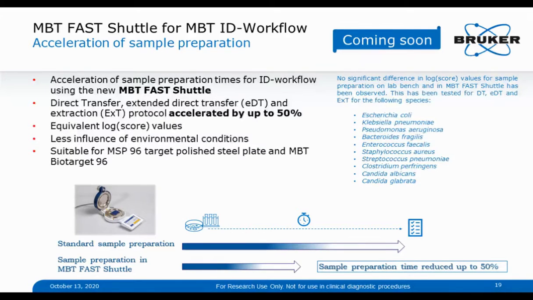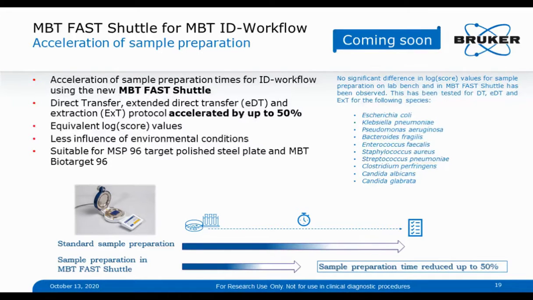As already mentioned, this shuttle will not be only applicable for MBT FAST AST, but also for other workflows. And the most simple workflow for that is the acceleration and standardization of the drying procedure for identification. We have observed in some laboratories that in some very humid summers, as an example, the samples are drying slowly, which also can have a negative influence on the later measurement. Using the MBT shuttle, this all can be accelerated and standardized.